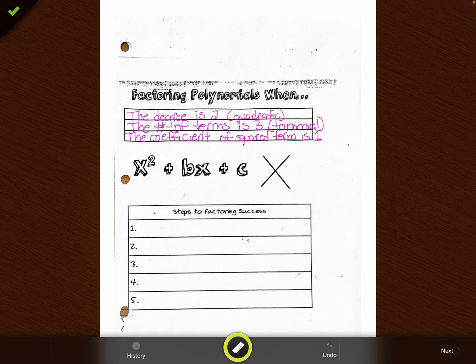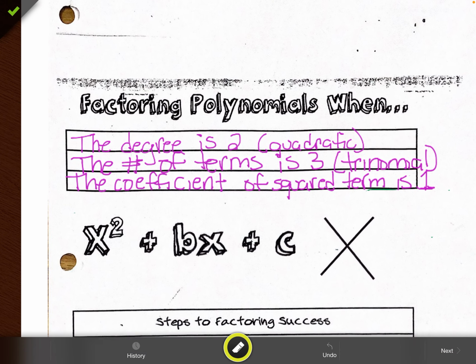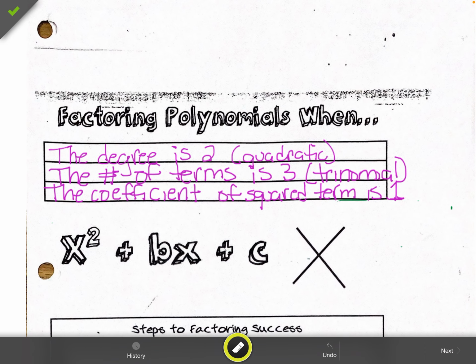Today we are going to start talking about factoring, and we're going to talk about factoring trinomials. We're going to start off a little easy, and then tomorrow we'll get into some more difficult ones. But factoring polynomials, okay? So this works when three things occur.